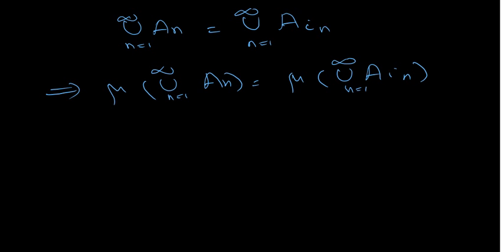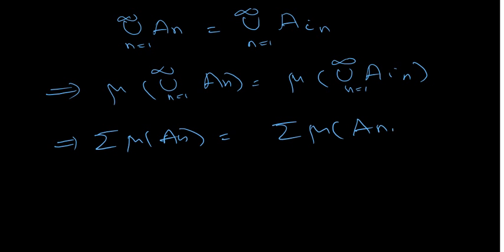Both are disjoint. So on this side it is a summation, series mu of An, and on this side it's the series mu of A sub sigma(n). So the sum on the right hand side is actually a rearrangement of this series. We are permuting these numbers, mu of An, but the value must be the same. So that means rearrangement of these terms does not alter the sum.